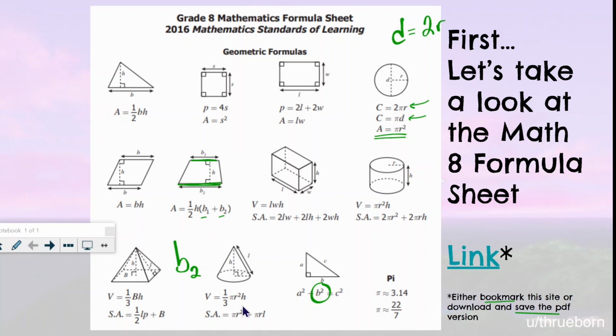We'll get into the surface area and volume equations a little bit later, but for right now, just wanted to go over some of the details of these two-dimensional or the flat shapes that we see here.